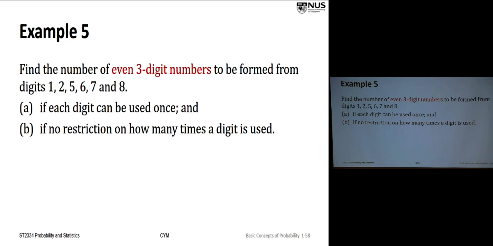Sorry, still come back to this digit thing, form numbers. Again, even 3-digit numbers. All right? 1, 2, 5, 6, 7, 8. Each digit can be used once. And if no restriction on how many times we can use. All right. So this one is similar to just now the example 2 that we discussed, except the B part, no restriction. So we remove 1 restriction, that means the digits can be used more than once.